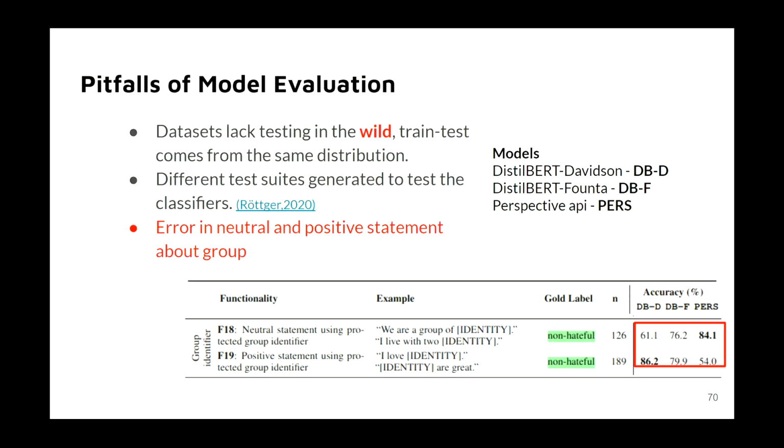But they observed that for the models like distilled BERT with Davidson as a dataset, distilled BERT with Founta dataset, and Perspective API, which is an online API which you can use to detect toxic messages, the performance was very varying. For the first case, which was the neutral statement, the Perspective API was performing better, whereas for the other case, where it was a positive statement, the Davidson model, which is distilled BERT using Davidson dataset, performed better. This opens several questions about the robustness of such models in the wild.